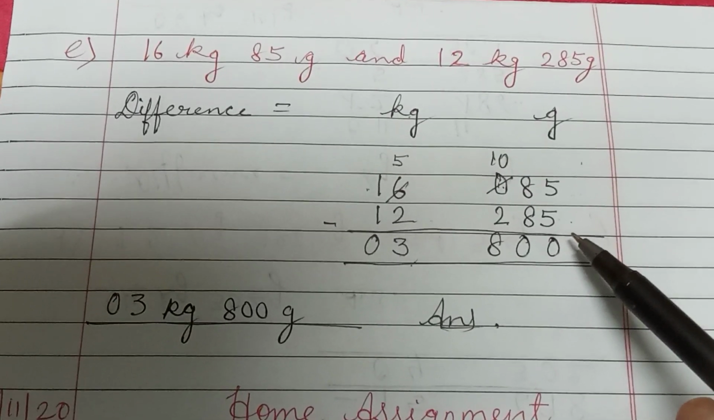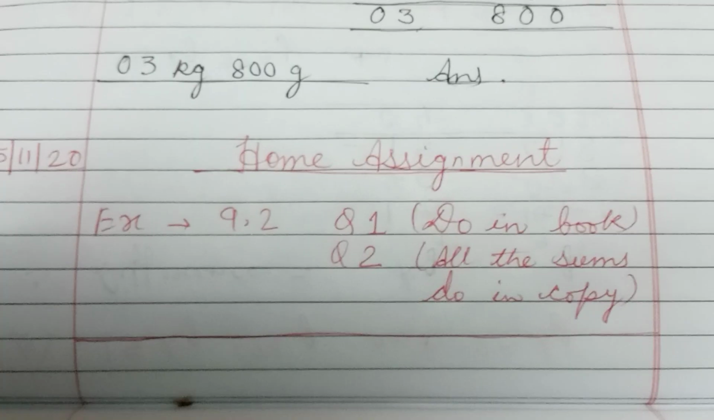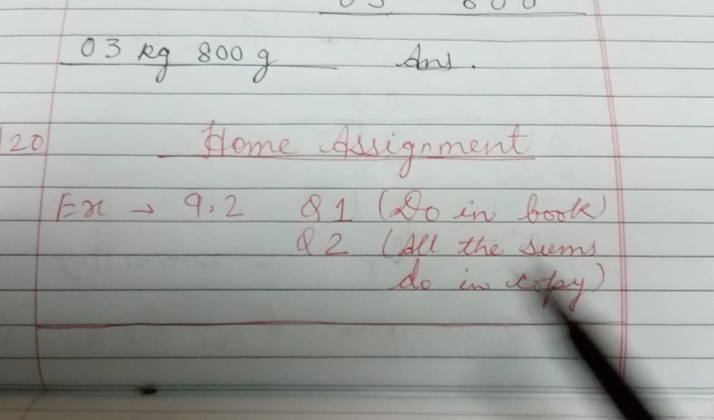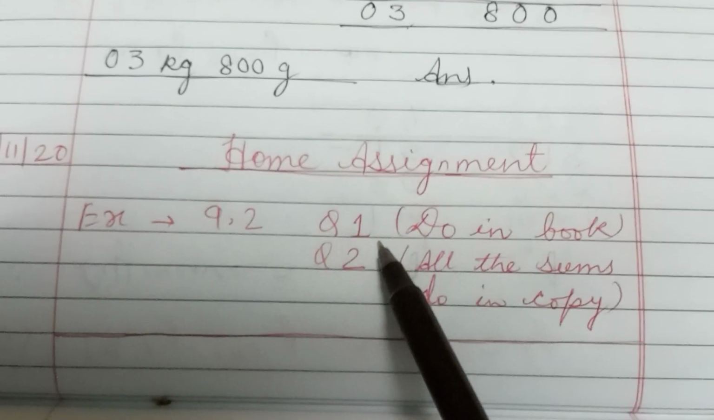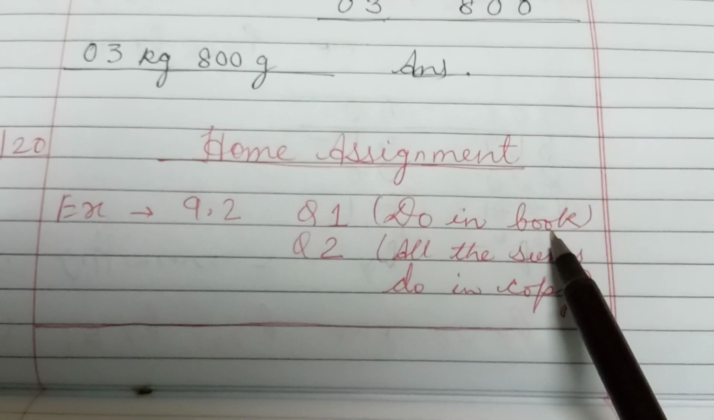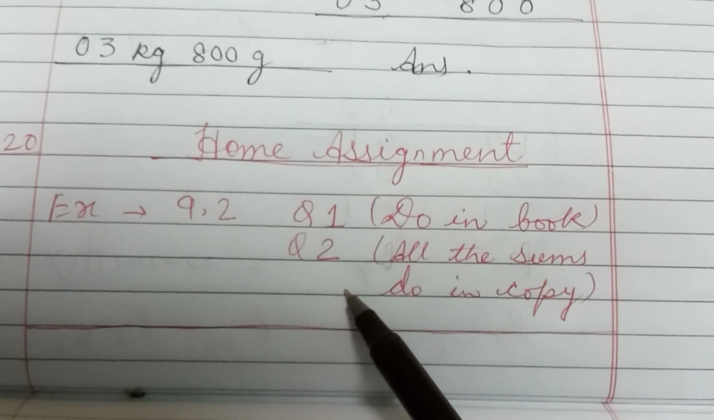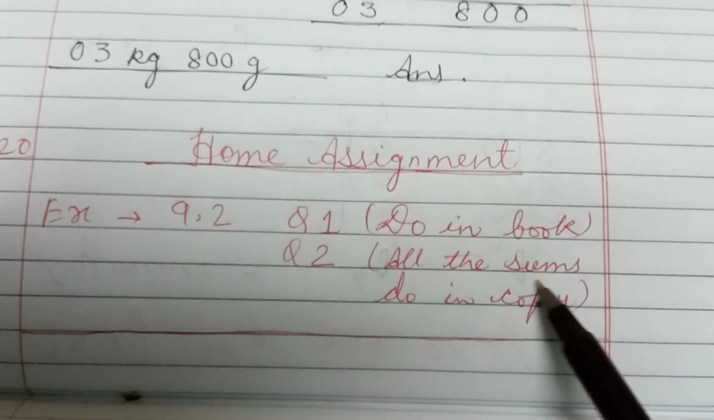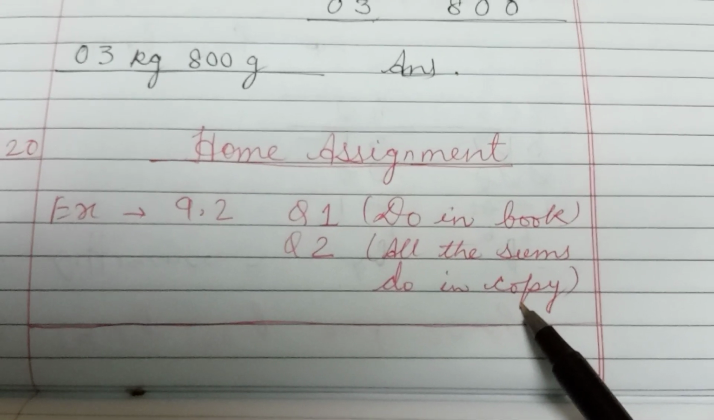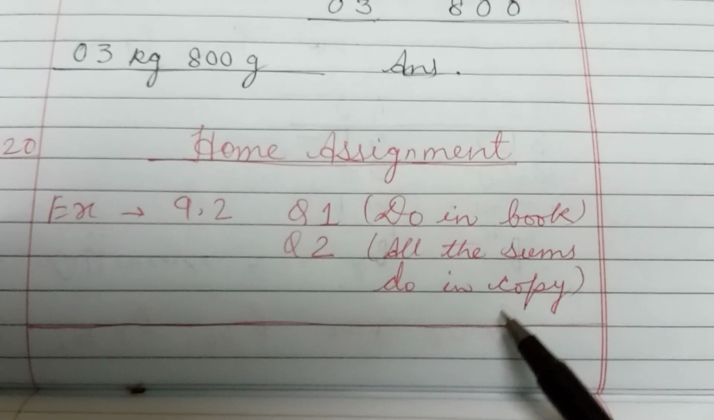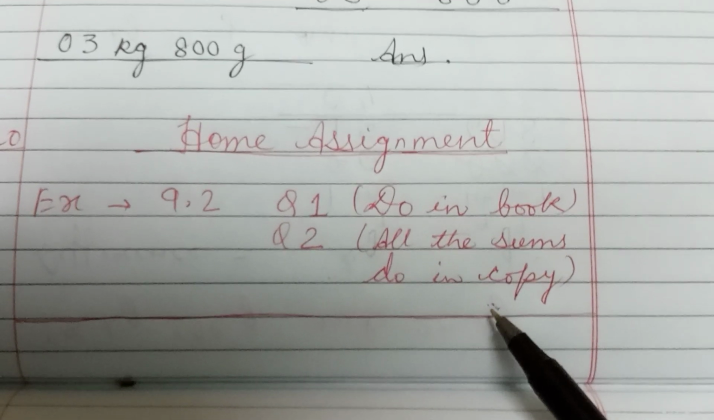Do it carefully. Okay, now children, it's time for your home assignment. Your home assignment is exercise 9.2, question number 1. So this subtraction you do in book itself. But question number 2, that arrange in columns and find the difference. Whole sums, all the sums you will do in copy. Okay, because it's subtraction, no, you need more and more practice here. So you have to solve all the sums again in your copy.